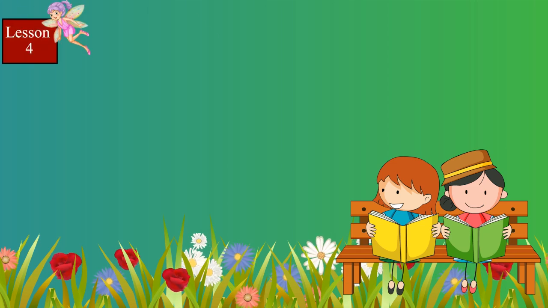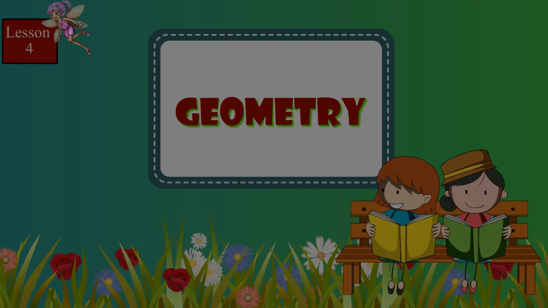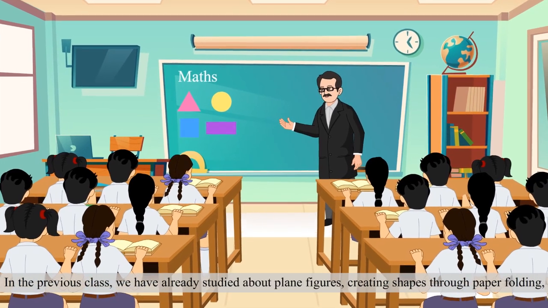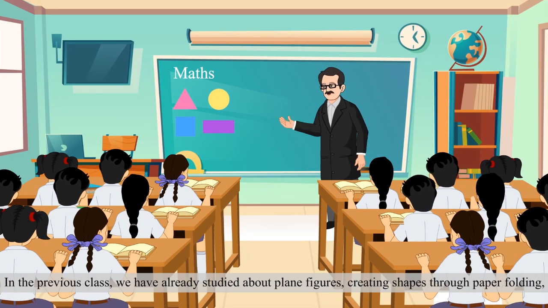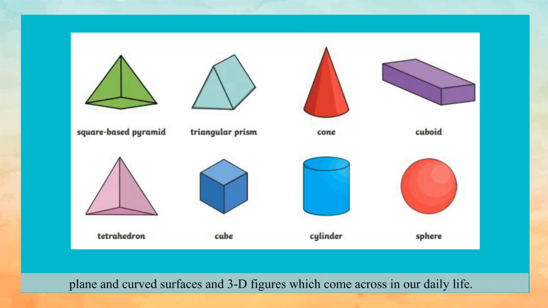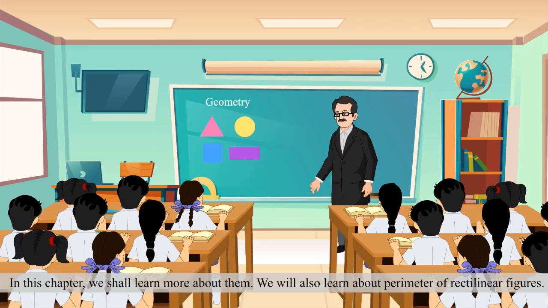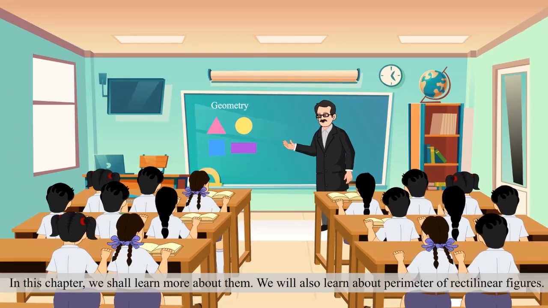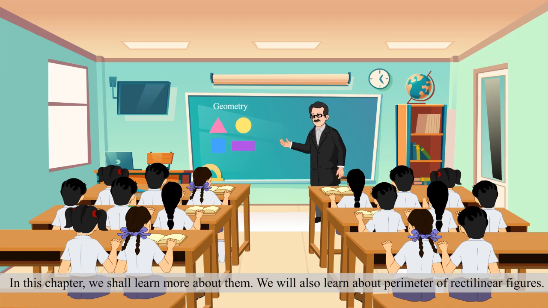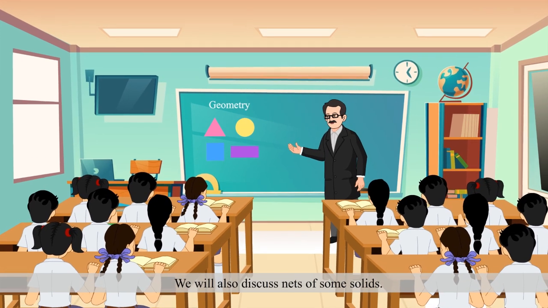Lesson 4. Geometry. In the previous class, we have already studied about plane figures, creating shapes through paper folding, plane and curved surfaces and 3D figures which come across in our daily life. In this chapter, we shall learn more about them. We will also learn about perimeter of rectilinear figures. We will also discuss nets of some solids.